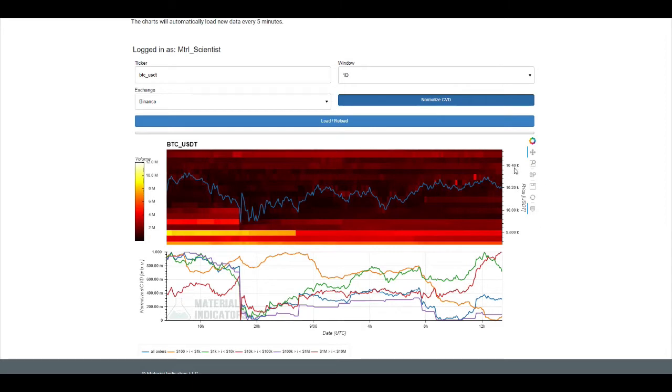So on the y-axis, you see the price in USDT in the engineering notation. And on the x-axis, you see the date in UTC time. Then here on the left, you see the volume color bar, giving you information on how much volume is at each price level. So dark red here would be $2 million, and bright yellow would be $12 million. But you can also just hover over the chart and it will give you the same information.